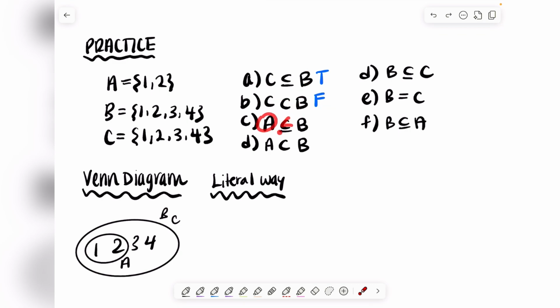Is set A smaller than or equal to set B? Well, set A is this one right here, and it definitely is smaller than set B, so that would be true. Is set A smaller than set B? Well, we just found that was true. Set A is definitely smaller than set B, so that's true.